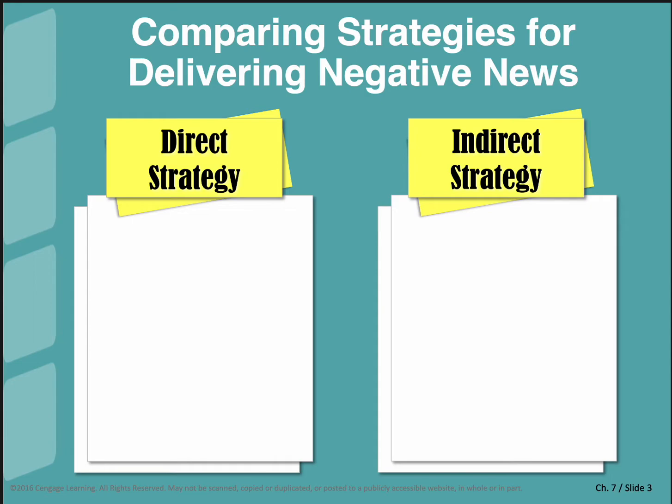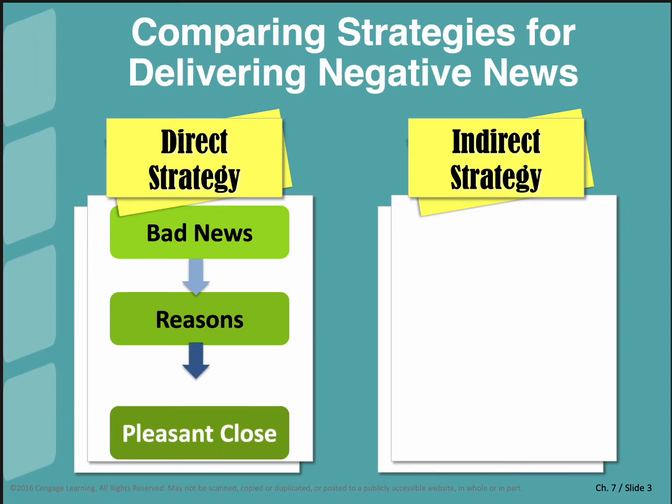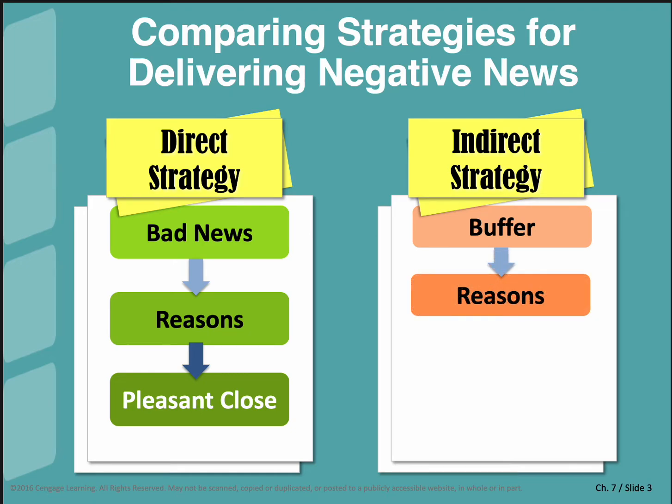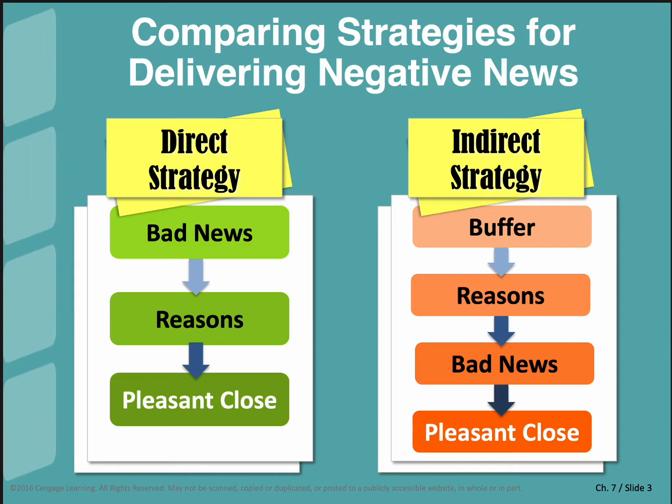So there are two strategies for delivering negative news. The direct strategy we used in positive messages. You can use direct strategy in some negative messages. It would work the same as positive messages, where you're going to start with the bad news, give the reasons, and then give a pleasant closing. But most often, for negative messages, you're going to use an indirect strategy. You're going to begin with a buffer, give the reasons for the negative news, bury the bad news in the middle, and then end with a pleasant closing.